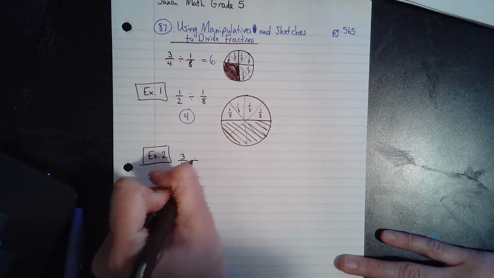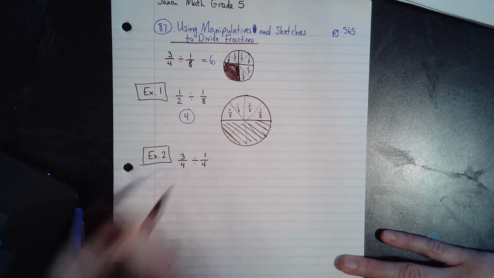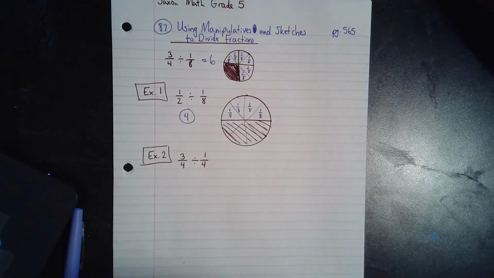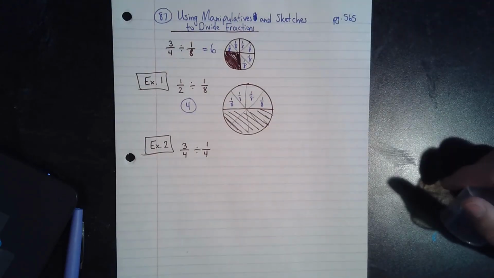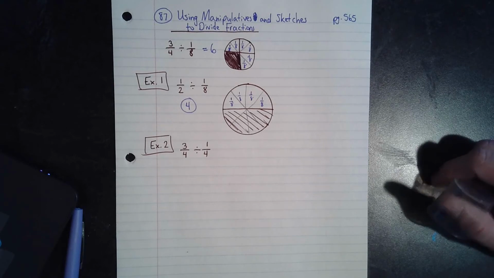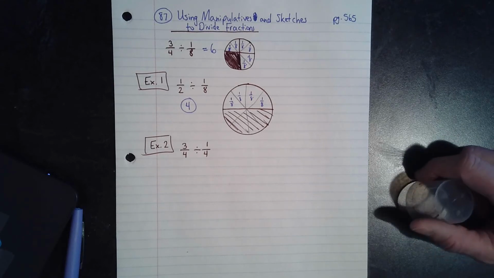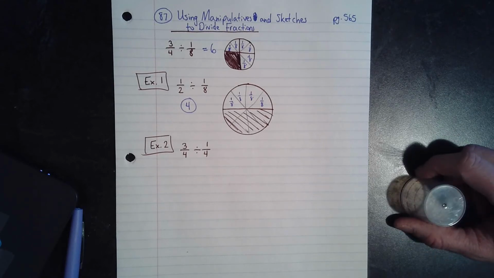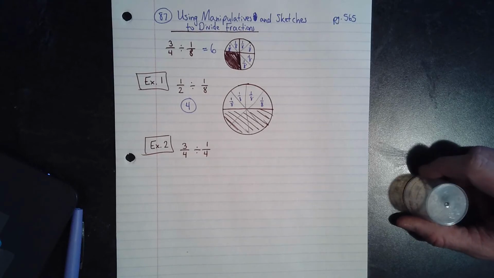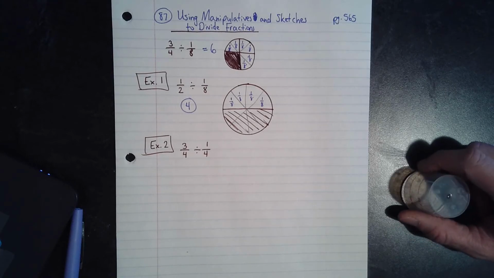All right, example 2, we are doing 3/4 divided by 1/4. So let's go ahead and sketch it again, okay? And again, it's asking us how many 1/4 are in 3/4. Let's think about that for a minute. How many 1/4 are in 3/4?